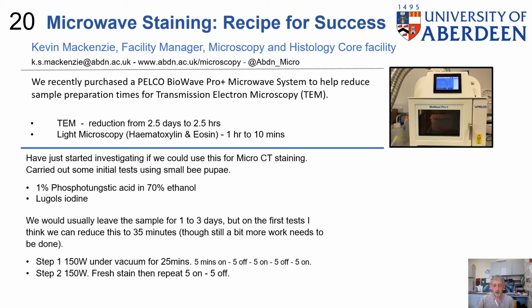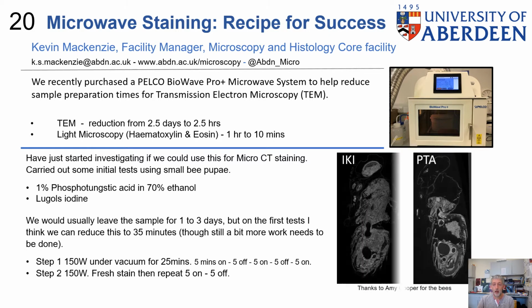With the microwave system itself, we can set the wattage, so we're setting it at 150 watts. This is under vacuum, and we do this for 25 minutes, with the wattage on for 5 minutes, then off for 5, and so on. Once it reaches the end of the 25 minutes, we then add some fresh stain and repeat for another 10 minutes. And these are some example images of a section through the bee with iodine and PTA.